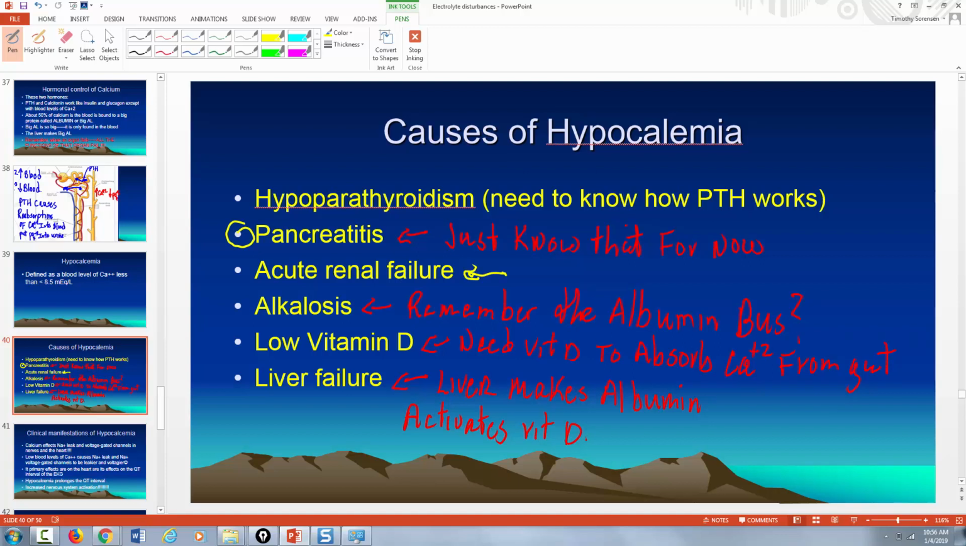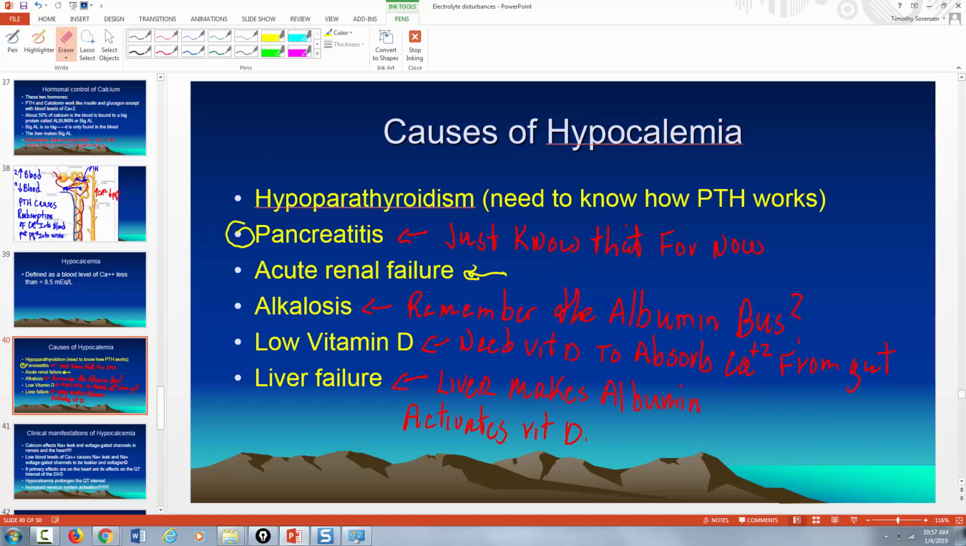Calcium has to be actively reabsorbed back into the blood. And when you go into renal failure, the parts of the organ that require energy fail first. So calcium has to be actively pumped back into the blood, and that requires energy. So acute renal failure will cause less calcium in the blood. And then if you recall, when we went over acidosis and alkalosis, and this is in reference to the albumin bust, if you don't remember that, you need to review that: an alkalosis will cause hypocalcemia.